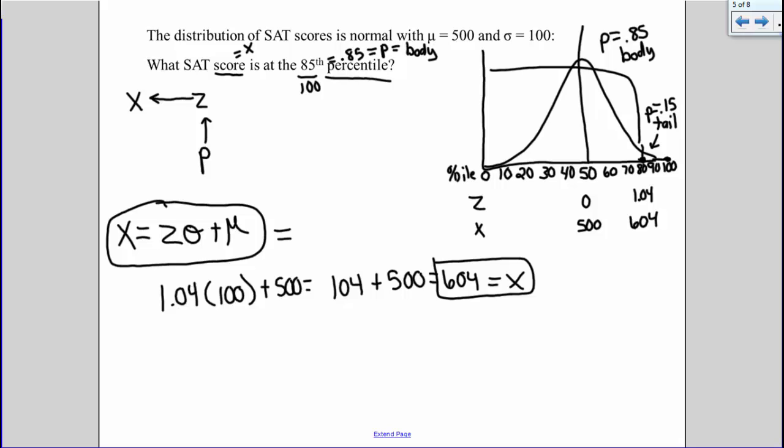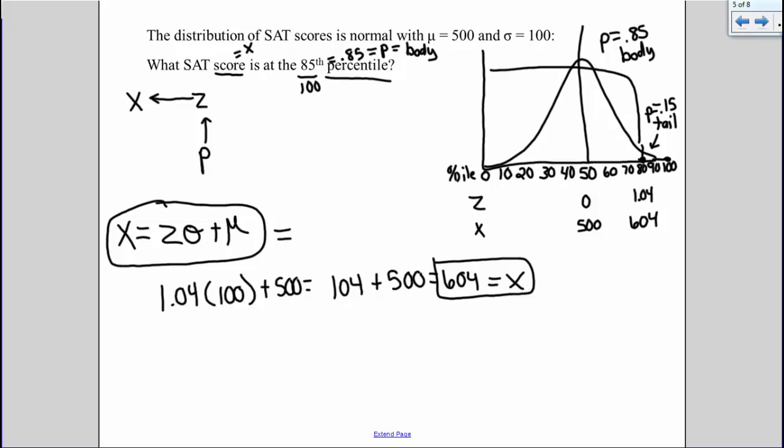Put another way, I know that if I randomly selected a score, I would have an 85% chance that that score would be 604 or less, and a 15% chance that that score would be greater than 604. You could also think about it this way. 85% of SAT takers had a score less than or equal to 604, and 15% of test takers had an SAT score greater than 604.